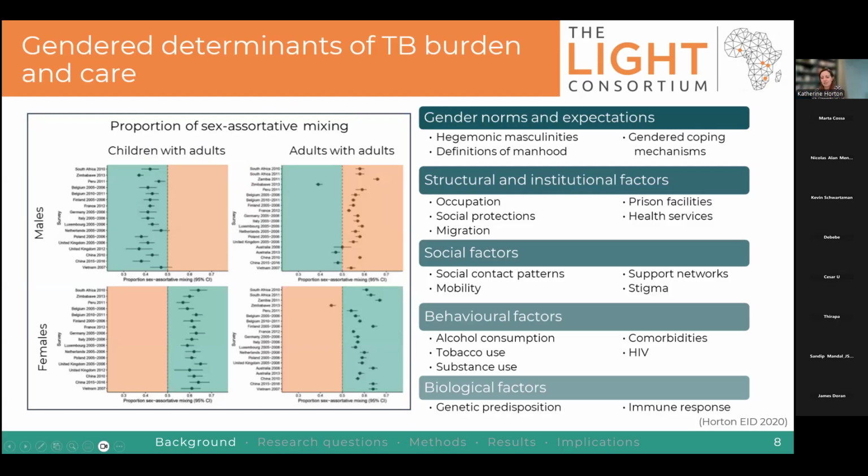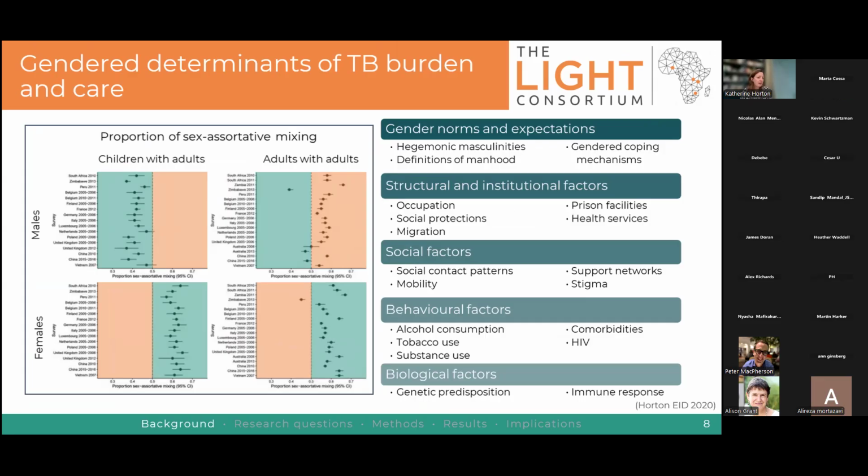At a social level, factors like social contact patterns, mobility, support networks, and stigma may contribute. I've shown here data from a systematic review of sex-assortative mixing. And I would just highlight that when we look at mixing patterns, if we look at children's contacts with adults, we see that both boys and girls preferentially mix with women in their adult contexts. But if we then look at adults, we see that adult men preferentially mix with other men, while adult women preferentially mix with other women. And so there's an opportunity to amplify transmission here among men.